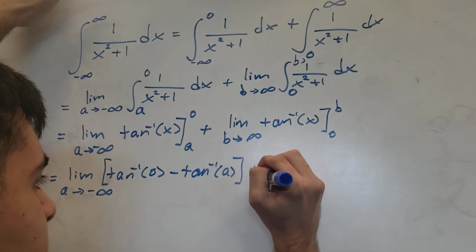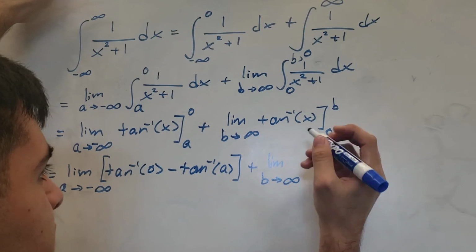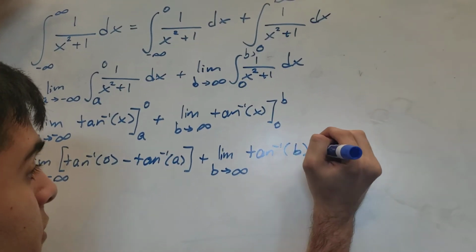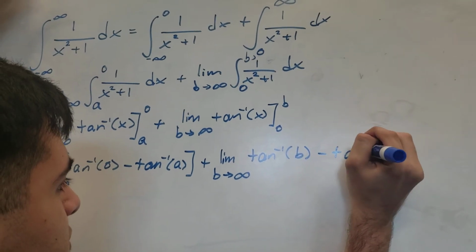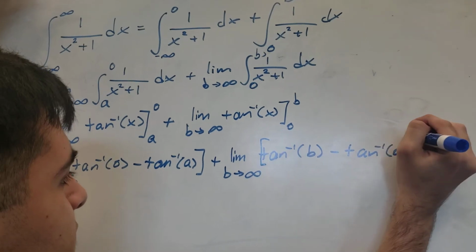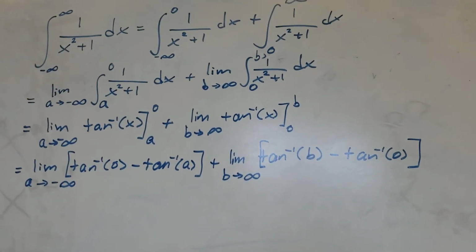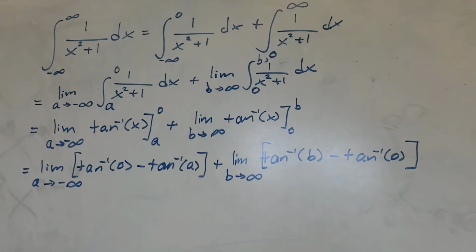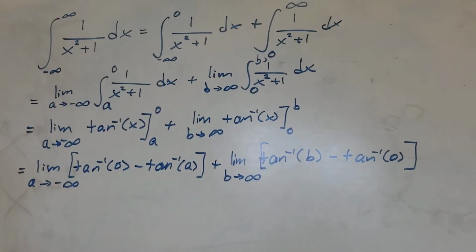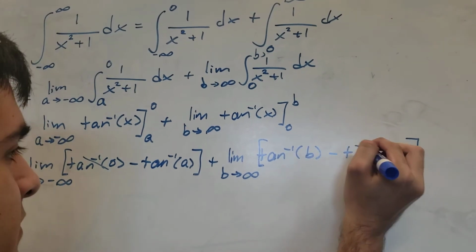So now it's the limit when b goes to infinity of the inverse tangent of b, and we're subtracting away the inverse tangent of 0. And we're taking the limit of this stuff when b goes to positive infinity. Now first of all, I want to point out a couple things. First of all, the inverse tangent of 0, well obviously that's just 0. And same thing for this guy.